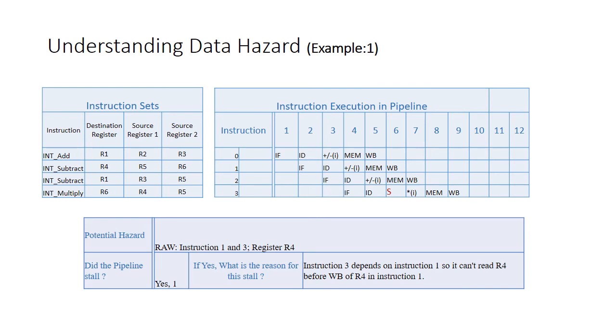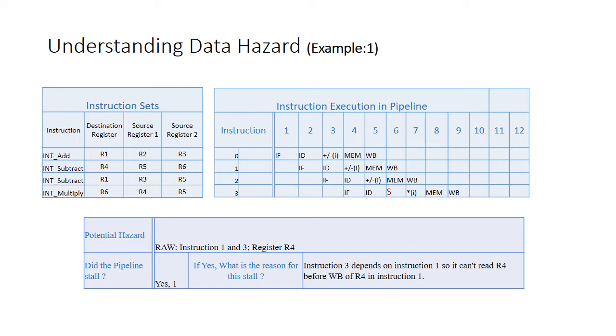Here I add some data hazard examples after simulations. Here there is an instruction set. If you follow the left hand table, you can see there are 4 instructions. The first one is integer addition, then subtraction, then another subtraction, and finally multiply. And here are the registers.